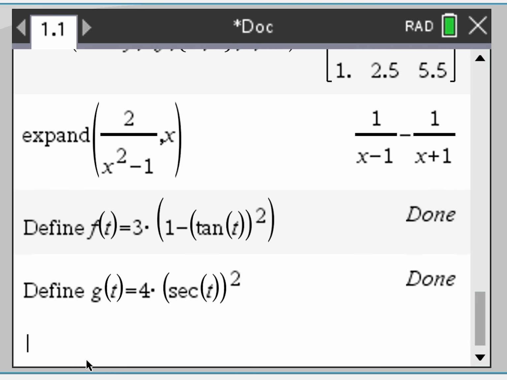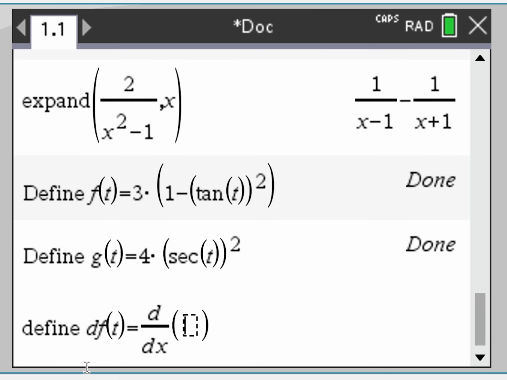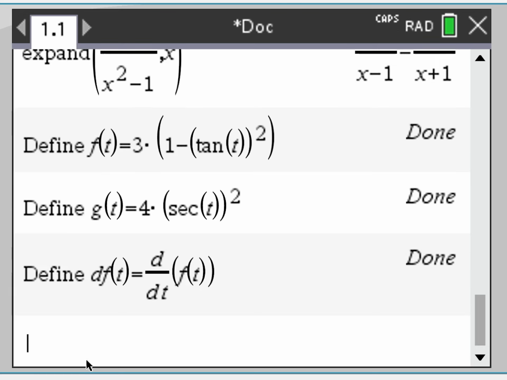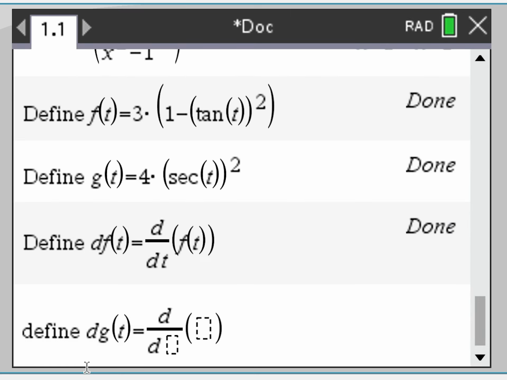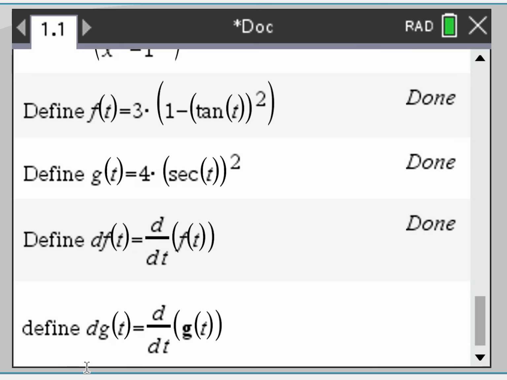Okay, and now let us differentiate these two. So define df of t equals menu, 1, 1 on f of t, not x here, so let me fix that. Okay, and we'll do the same for g of t. So define dg of t equals menu, 1, 1 on g of t.